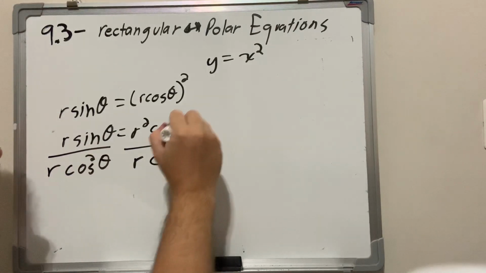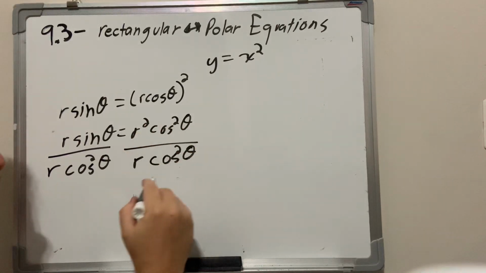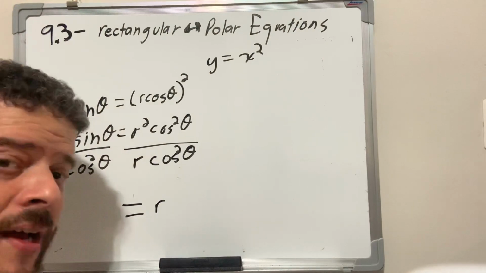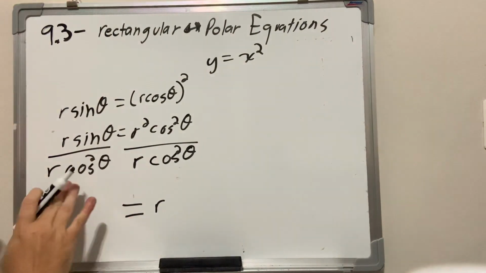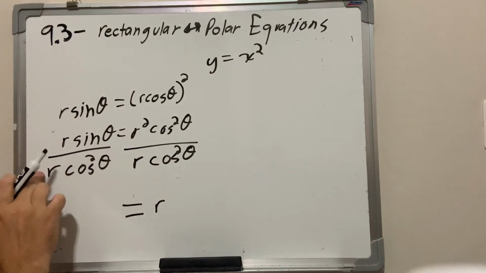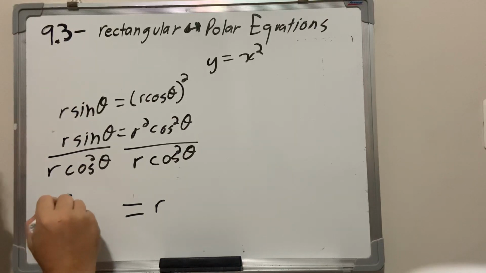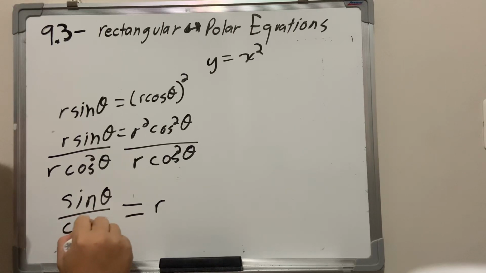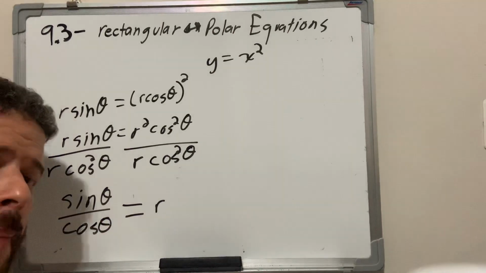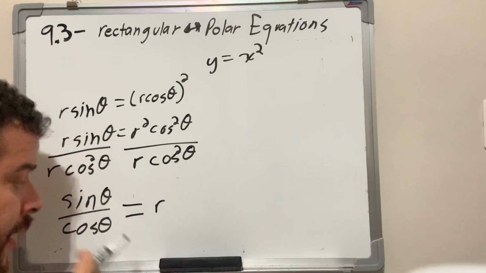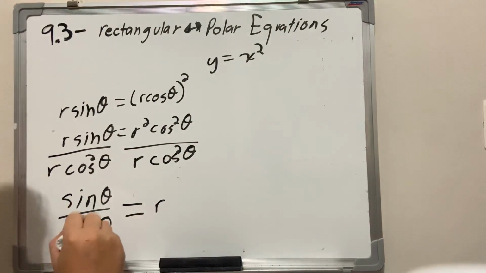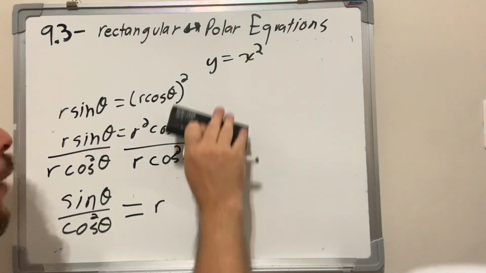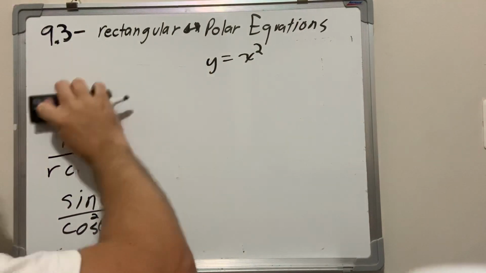Notice that everything simplifies, and on my right-hand side, I'm only left with an r. That's awesome. That's what I want. On the left-hand side, this r gets rid of this r, and I'm left with sine theta divided by cosine squared theta. I'm not done yet. I want to simplify. So what do I do now? I rewrite it and I try to simplify.